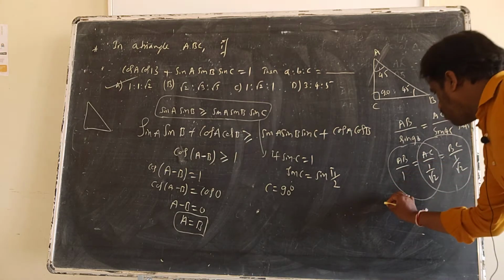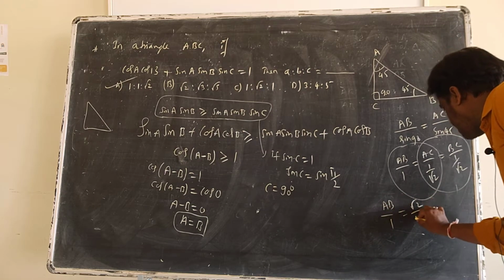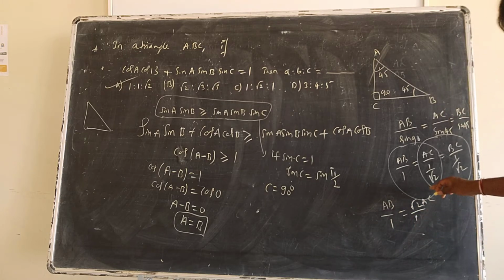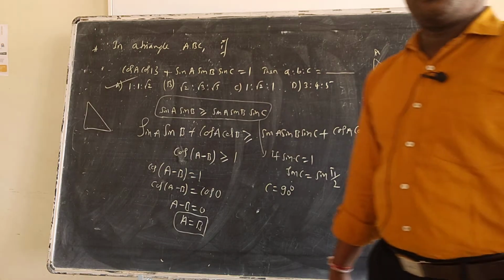If you are not getting it, do one thing. AB by 1 is equal to root 2 by AC, so root 2 AC by 1 you get. So you have to multiply. See, that's the reason I am saying root 2. Multiply with root 2 to get our answer. So 1 is to 1 is to root 2.